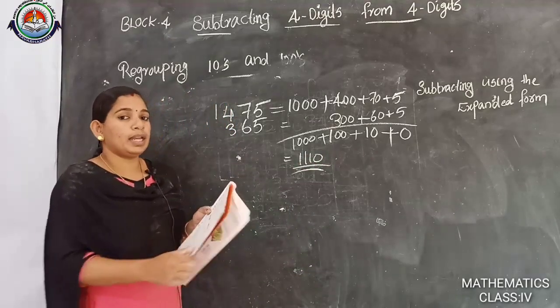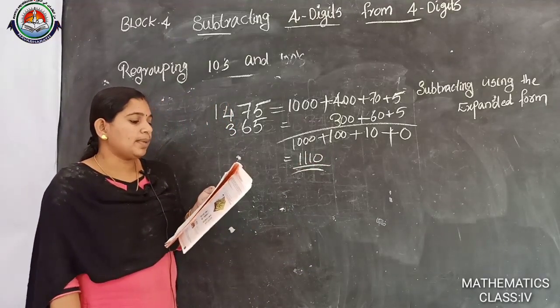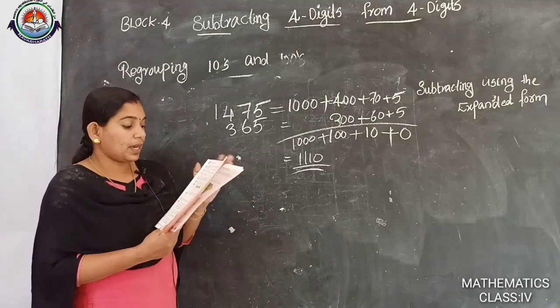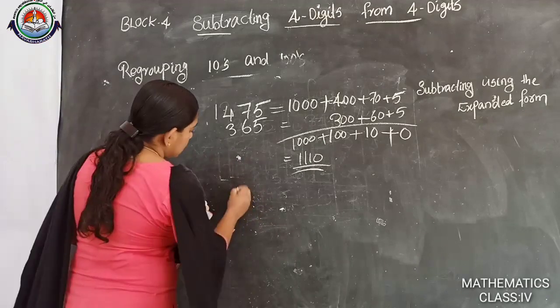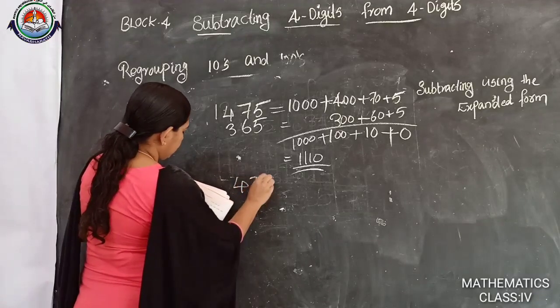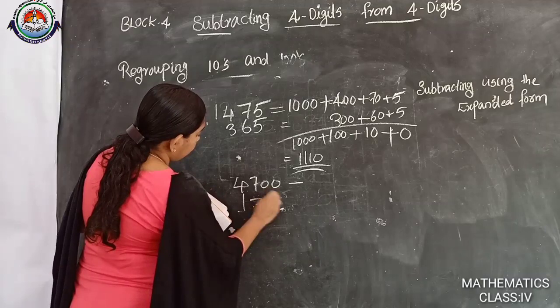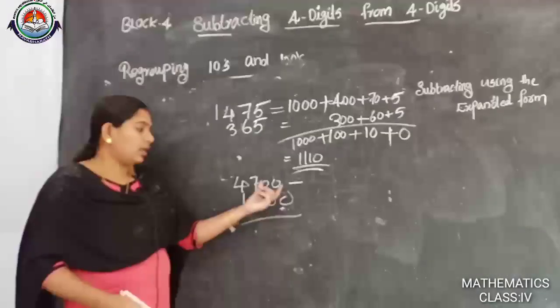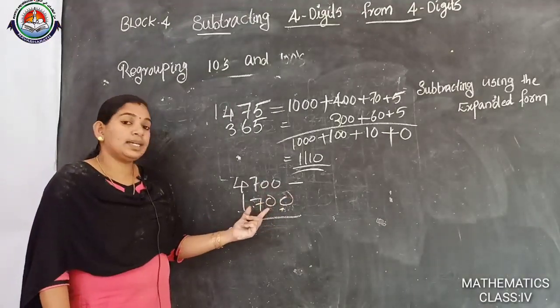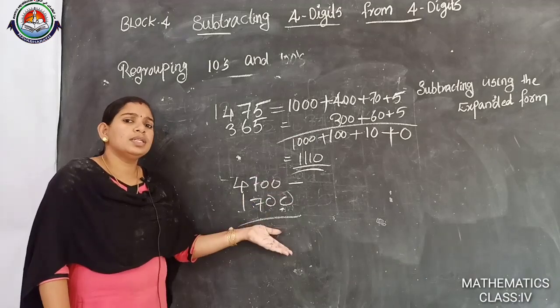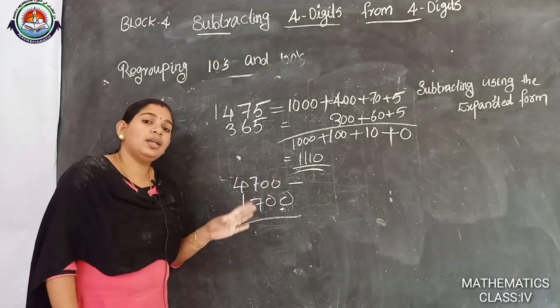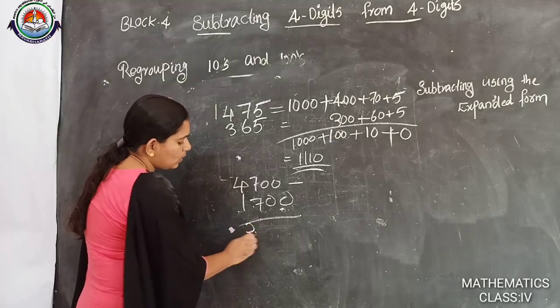Same way you do the remaining problems. Okay, in the fill-in-the-blanks also you find the subtraction. 4700 minus 1700. Here the ones, tens, hundreds places have the same digits, so this becomes 0. 4 minus 1, 3. 3000 is the answer.